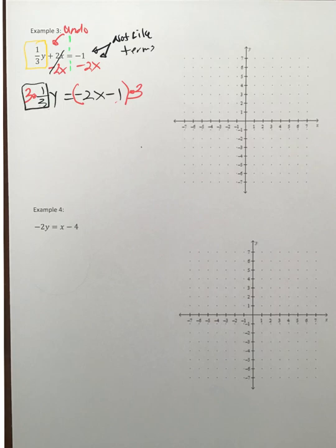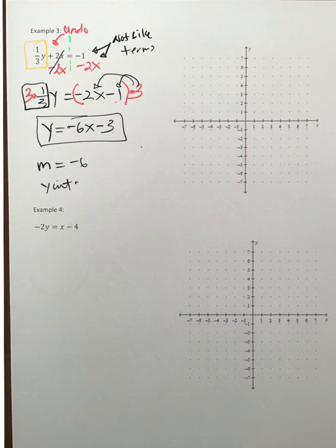So when you multiply 3 times 1/3, doesn't that give you 1y, which is just y? And when we multiply 3 times negative 2x, we get, yes, negative 6x. And then 3 times negative 1, yes, negative 3. So now we've got y by itself. So now we have a slope of negative 6 and a y-intercept of, what do you think? Yes, negative 3. And we want you to put the y-intercept where it crosses the y-axis, right, in red. So we have to have it down here at negative 3.